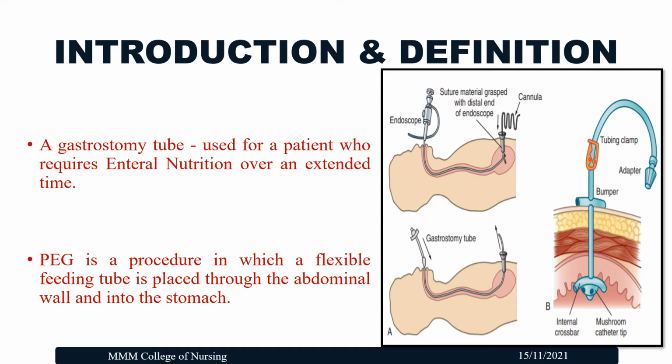This procedure has fewer risks than surgical placement. It is a procedure in which a flexible feeding tube is placed through the abdominal wall and into the stomach. It is an alternative to open surgical gastrostomy insertion, and it does not require a general anesthetic. A mild sedation is what is typically used.